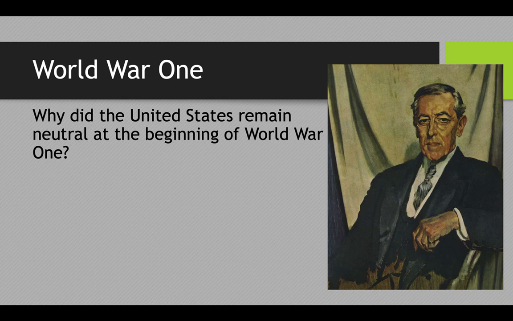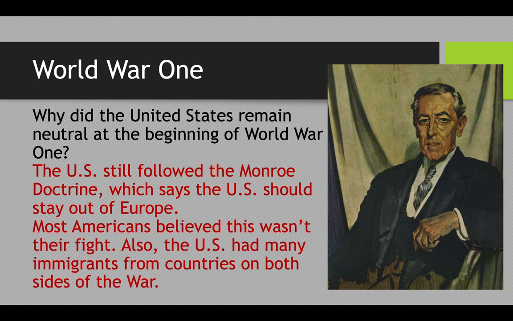So the United States remained neutral at the beginning of World War I for a couple of reasons. One is because the U.S. still followed the Monroe Doctrine. Now, the Monroe Doctrine, proposed by President James Monroe and his Secretary of State John Quincy Adams in the 1820s, basically said we're going to draw a line down the Atlantic Ocean. And everything to the west, everything in the Western Hemisphere, Europe should not get involved in. Europe should not get involved in the affairs of Latin America. That's basically the United States' sphere.